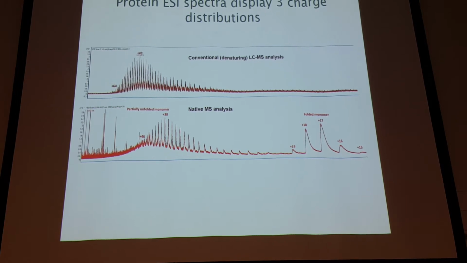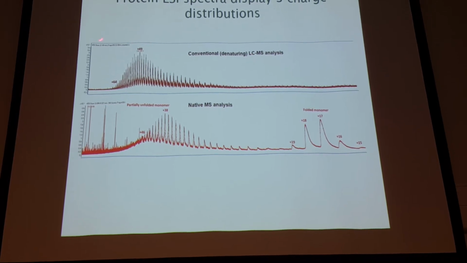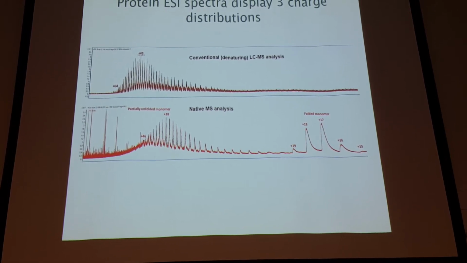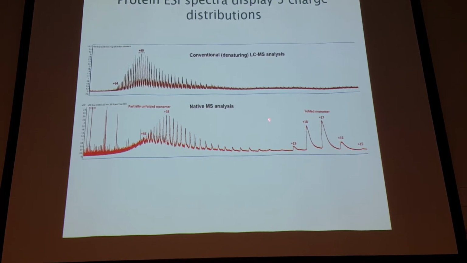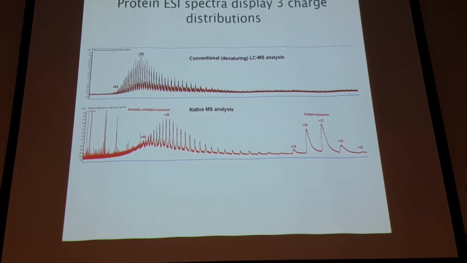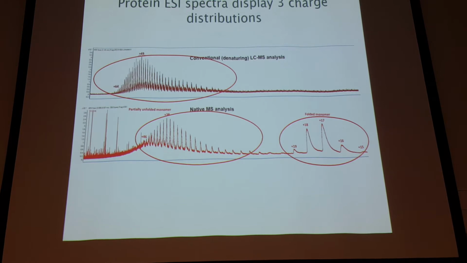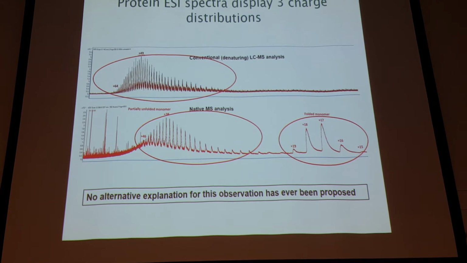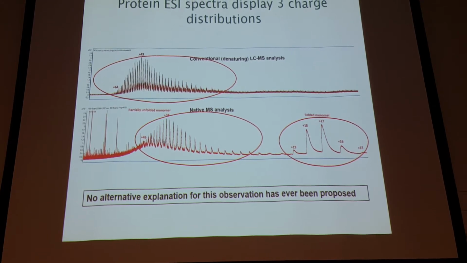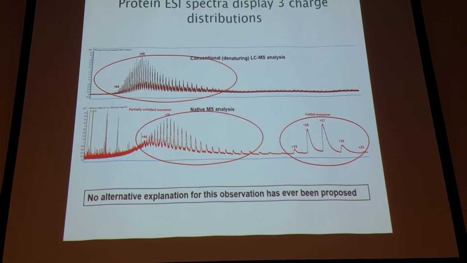Now what you typically get in a native experiment is you will get three charge envelopes. This one is the denaturing charge envelope. This one here, you may or may not get, but in this case this is a partially unfolded structure, and this is the native structure. Okay? If I denature this protein, this will disappear. And these three charge distributions can only be explained by this being a native structure. To my knowledge, nobody has ever put forward an alternative explanation for these three ion distributions.